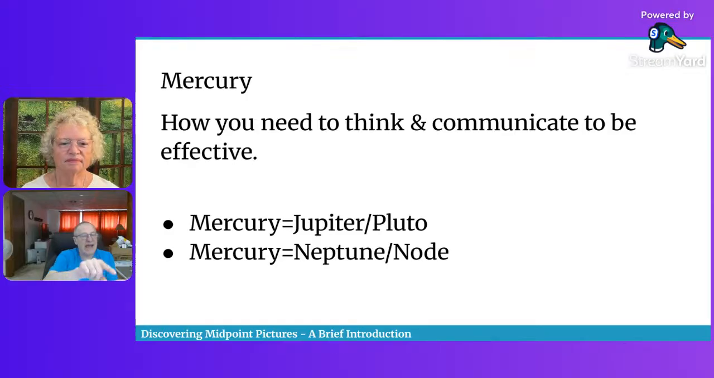Okay, and if they have the Mercury equals Jupiter, Pluto, they can be really damn good at it and become even known for it. Could be the teacher who wins the best teacher award for 3 or 4 years in a row, as an example. Okay, now here's another one.